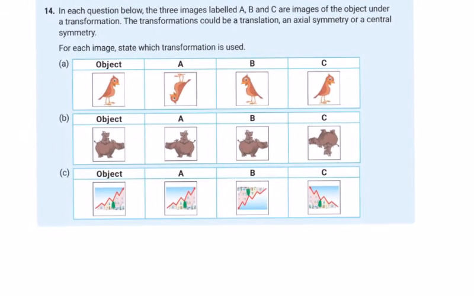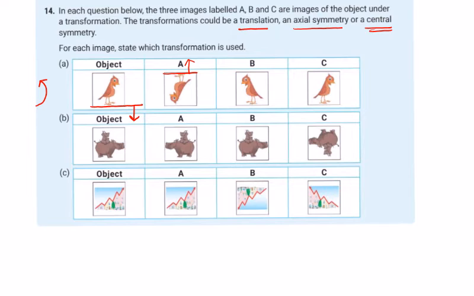And then finally in this video, question 14. In each question below, the 3 images labeled A, B, and C are images of the object under a transformation. The transformations could be any of these: translation, axial symmetry, or central symmetry. For each image, which transformation is used? So what has happened to the bird here? His feet were pointing south. This is what looks obvious, and they're now pointing north. So it looks like he has been rotated in that direction.